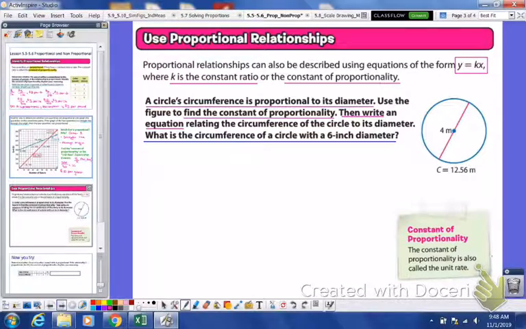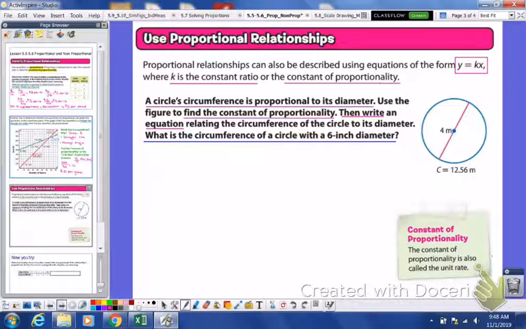Let's try an example. A circle's circumference is proportional to its diameter. Use the figure to find the constant of proportionality. Then write an equation relating the circumference of the circle to its diameter. And finally, what is the circumference of the circle with a 6-inch diameter? Okay, this is asking us to do 3 different things here. So we're going to take it step by step.